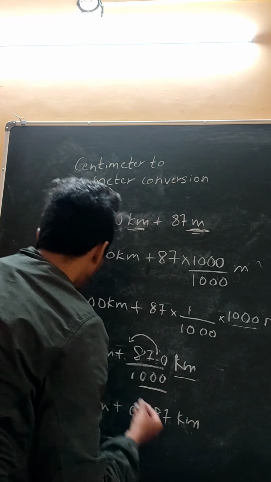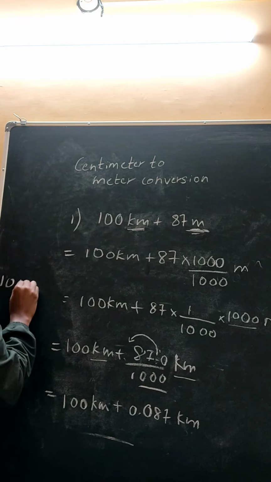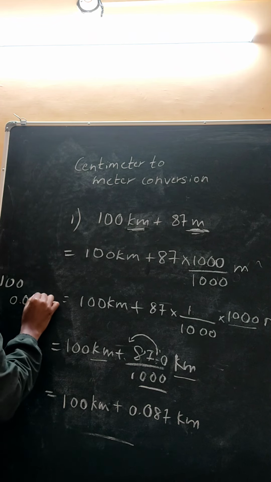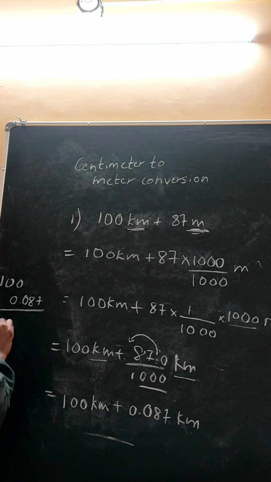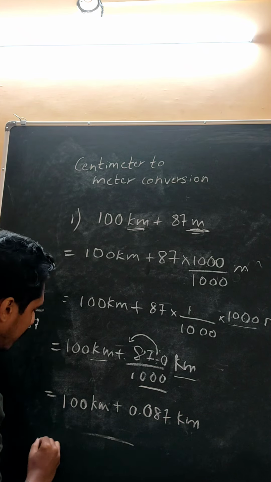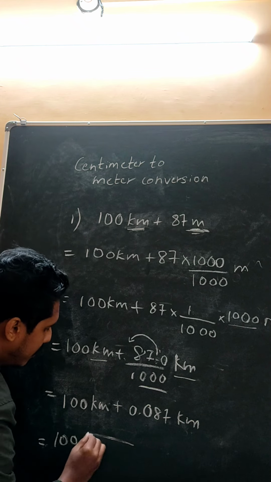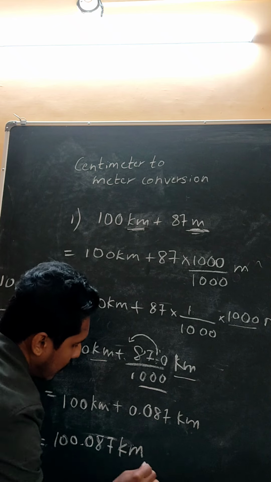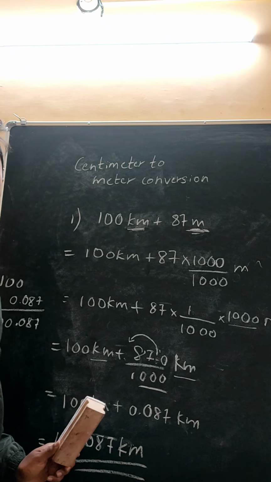This is through normal addition. See, 100 plus 0.087. This is nothing but 100.087. This is nothing but 100.087. What is the unit? Kilometer. We got the answer in kilometer.